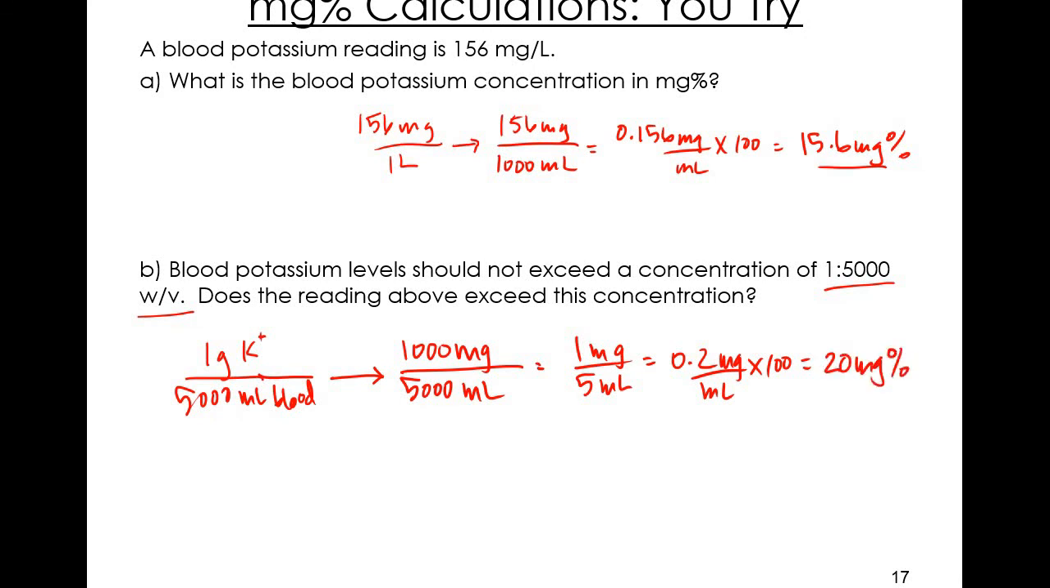So the blood potassium level should not exceed 20 milligrams percent. Since the reading was 15.6 milligrams percent, that's less than 20 milligrams percent. And so does the reading above exceed this concentration? No.